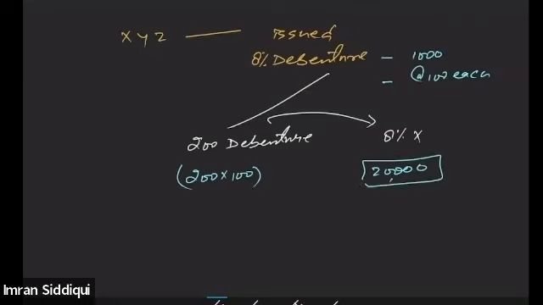And based on the investment, how much interest will I be entitled to? I will be entitled to 8% interest on an annual basis. So 20,000 into 8% will be how much? Tell me. 1,600 interest will be payable to me every year. You understand that?